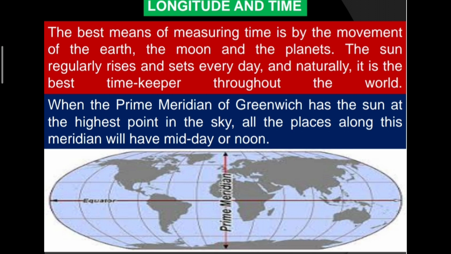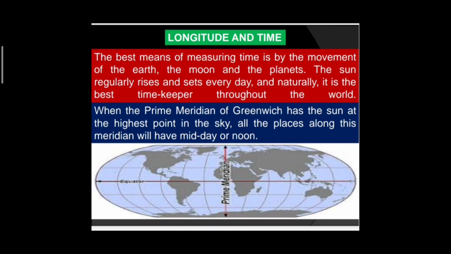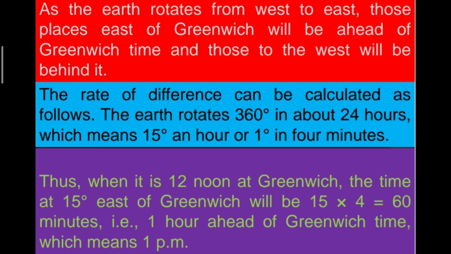So what is the connection between longitude and time? The best means of measuring time is by the movement of the Earth, the Moon and the planets. The sun regularly rises and sets every day, as we all know, and naturally it is the best timekeeper throughout the world. When the Prime Meridian of Greenwich has the sun at the highest point in the sky, all the places along this meridian will have midday or noon. As the Earth rotates from west to east, those places east of Greenwich will be ahead of Greenwich time and those to the west will be behind it.